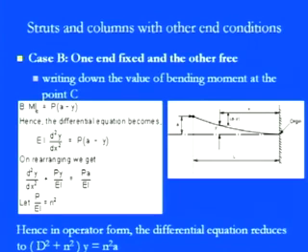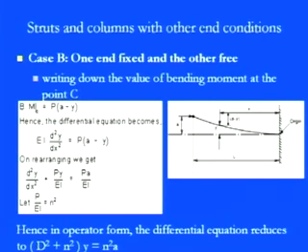Again we need to arrange that part. So we have d²y/dx² equals PA over EI minus Py over EI. If we rearrange this, the final form is d²y/dx² plus P y over EI equals P A over EI.